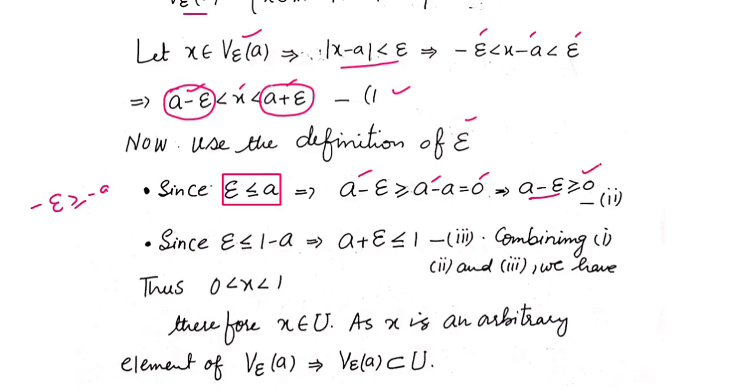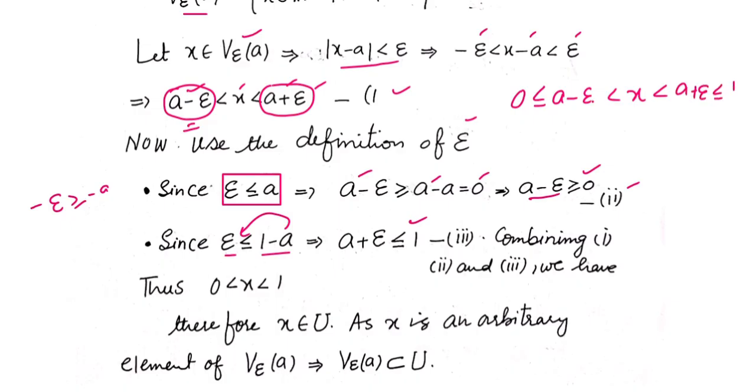Say this is 2. Since epsilon is also less than or equal to the second number 1 minus a, adding a on both sides, we have a plus epsilon less than or equal to 1. This shows that the right end point of this inequality is less than or equal to 1, and the left end point, that is a minus epsilon, is greater than or equal to 0. So combining inequalities 1, 2 and 3, inequality number 1 can be written as 0 less than or equal to a minus epsilon, a minus epsilon less than or equal to x, x less than a plus epsilon, and this is less than or equal to 1.